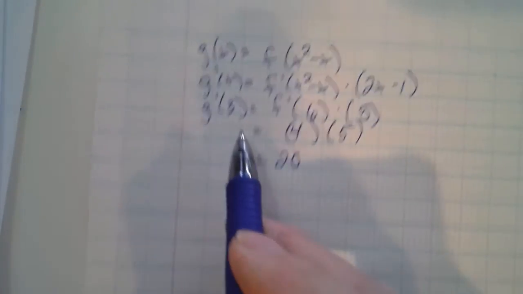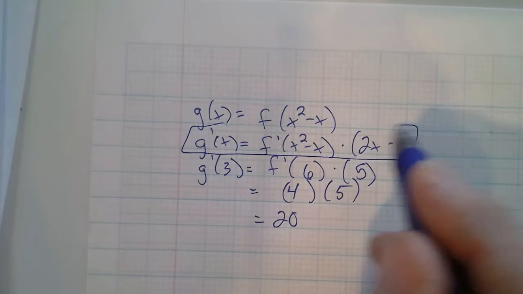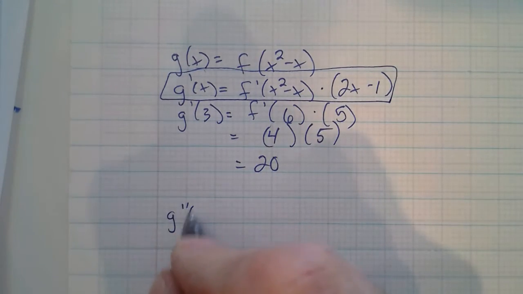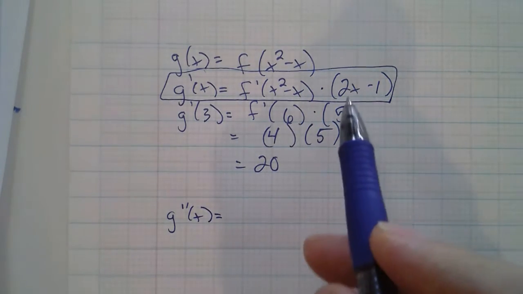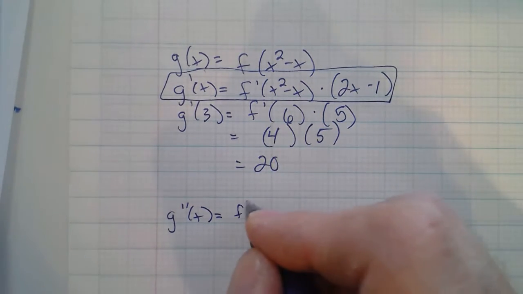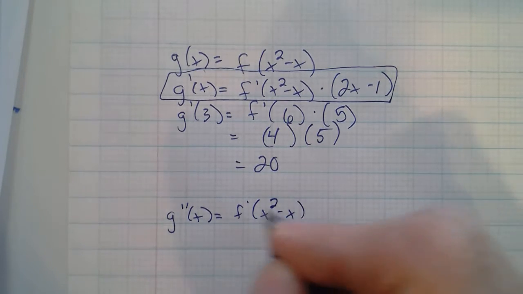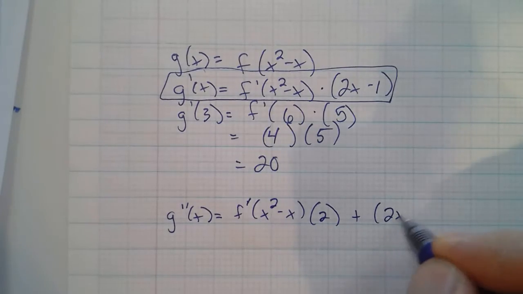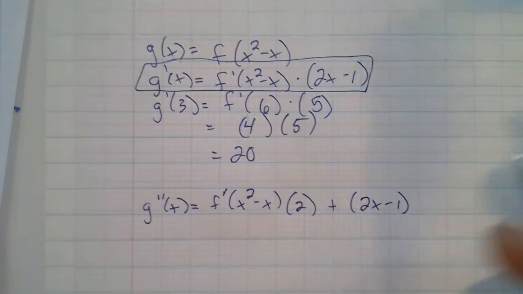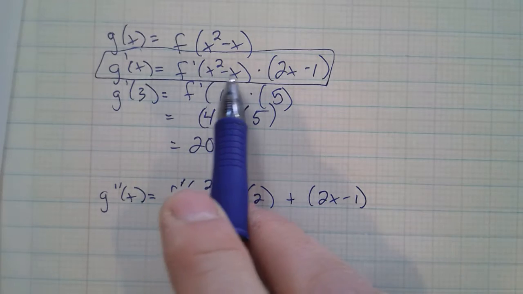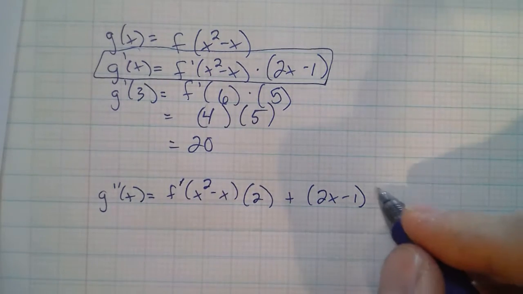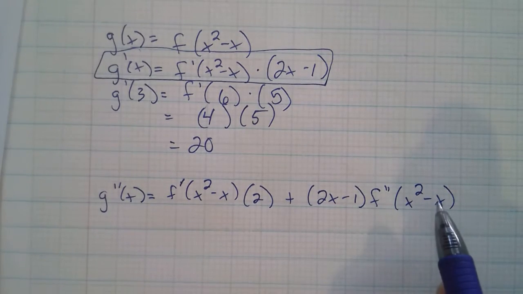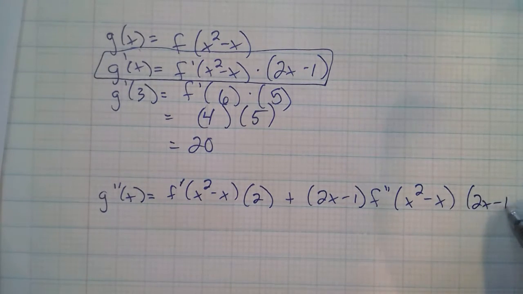All right, so we know that this is my first derivative of g. So g double prime would require a product rule. So first one times the derivative of the second one plus the second one times the derivative of the first one. The derivative of f prime of x squared minus x: derivative of the outside is f double prime. Leave the inside alone. Times the derivative of the inside, which is 2x minus 1.